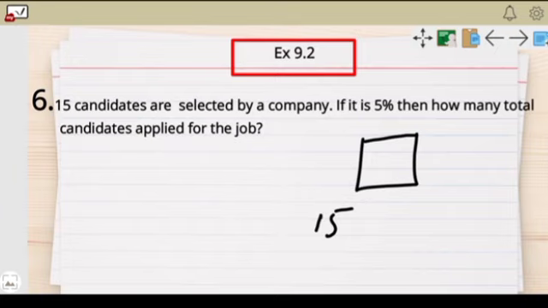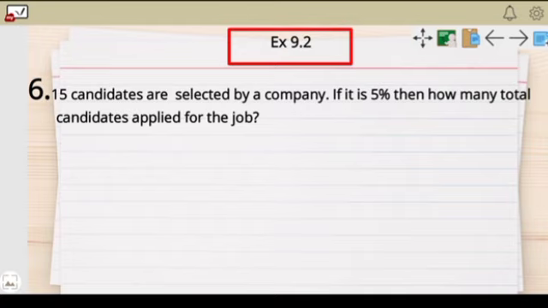Let me say, I don't know how many candidates applied, so let me write here X. X is the total number of candidates who applied for this particular job, for this vacancy. So out of these X people, 15 candidates are selected. 15 candidates represent 5% of this X. Now we are going to find this X, that means the total number of candidates applied for the job. Let's begin the solution.